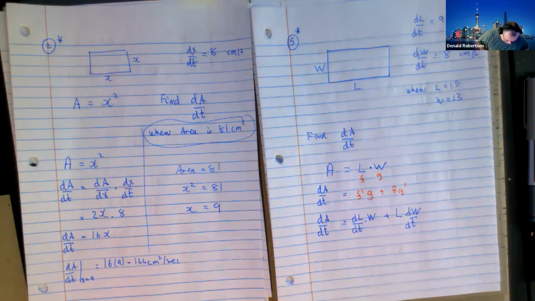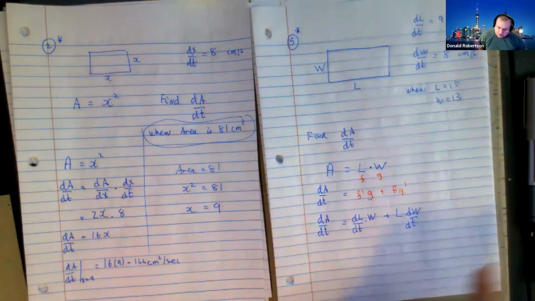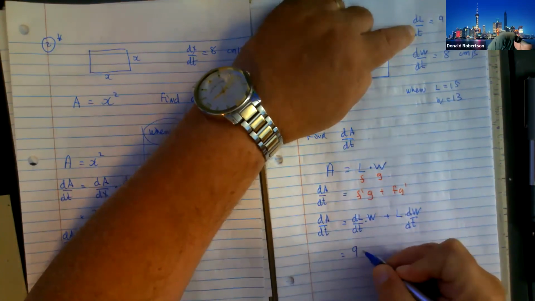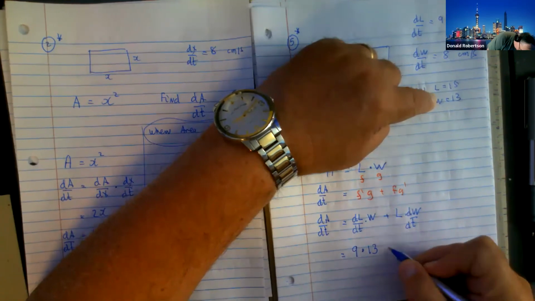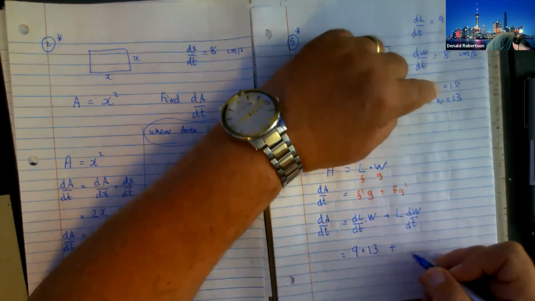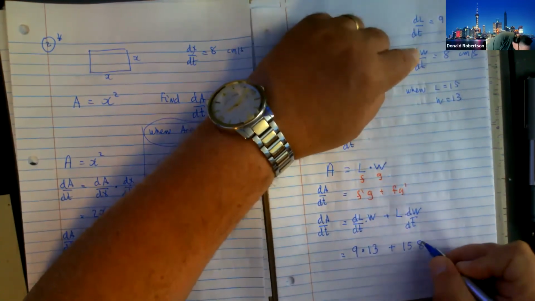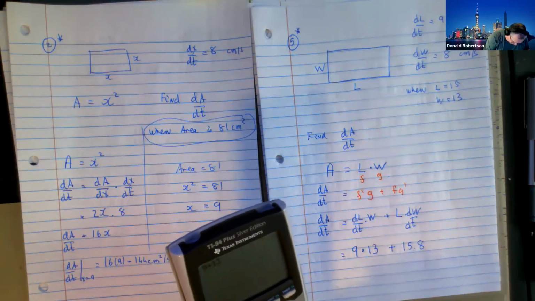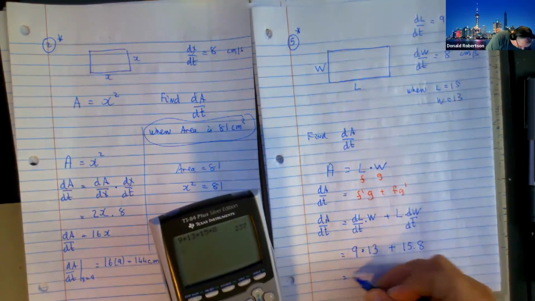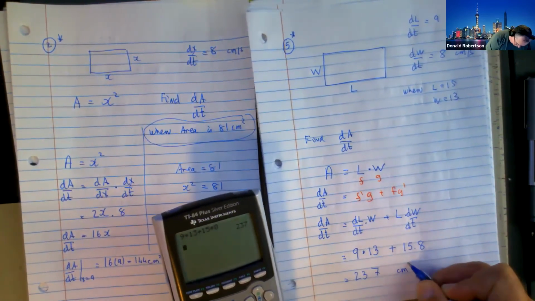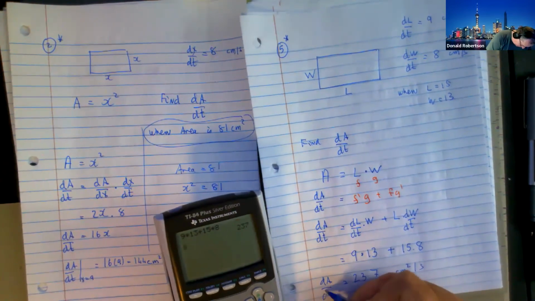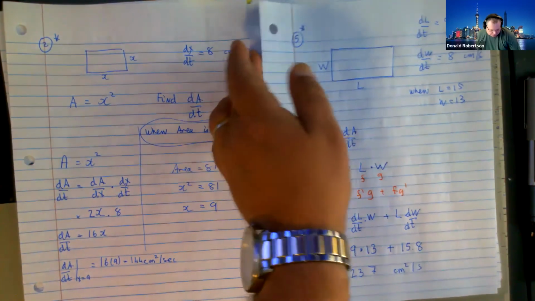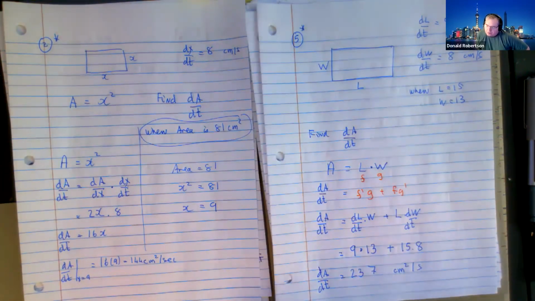Now, we should be able to, with the help of these snapshots, convert these into numbers and get the answer. So what do I know? Well, dl by dt is a fixed number, it's 9. The width in this snapshot was 13 when that happened. The length is 15, and the rate at which the width is changing is 8. So we have 9 times 13 plus 15 times 8, and the answer is 237. It's an area, so it's square centimeters per second. Are you comfortable with that question, how we approached it?